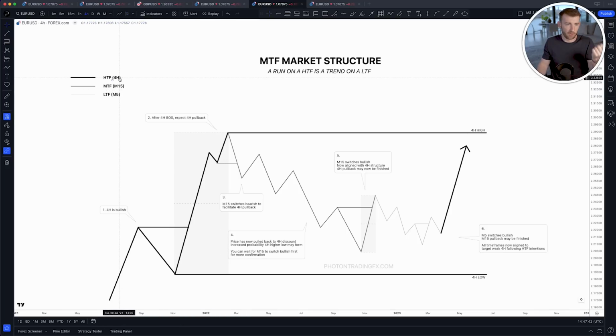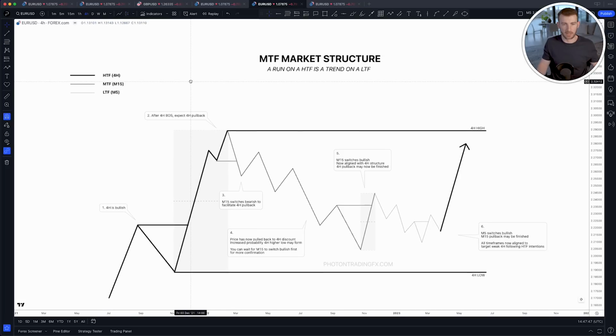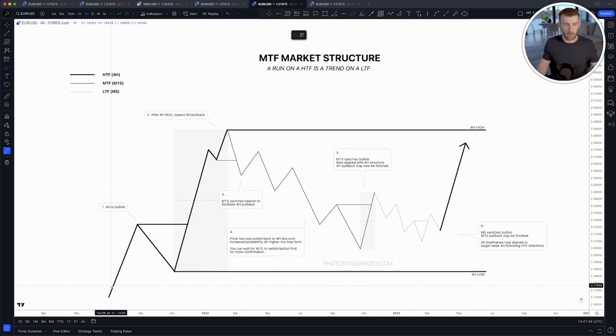So, for instance, for me, the higher time frame is the 4-hour chart, and my medium time frame is the M15. So let's go through this. This would be your 4-hour chart. And again, just think of swing structure. Forget about the other types of structure, just swing structure. So we have a bullish 4-hour swing structure.